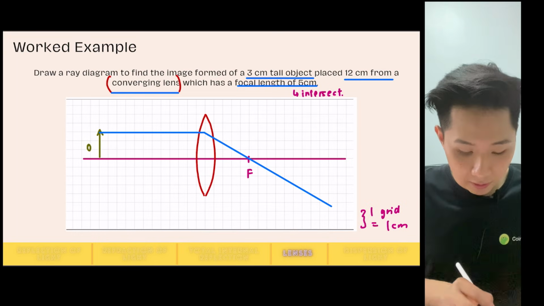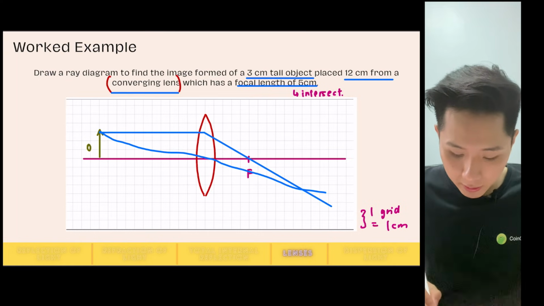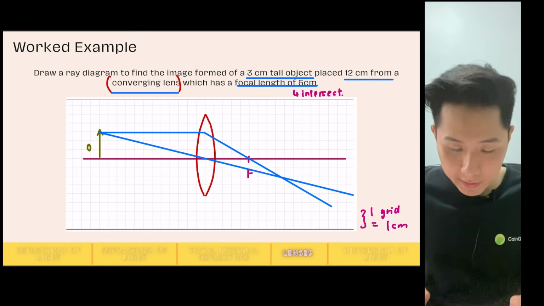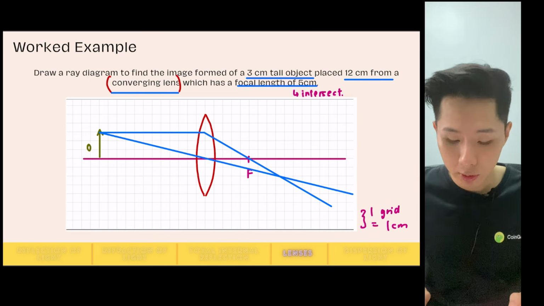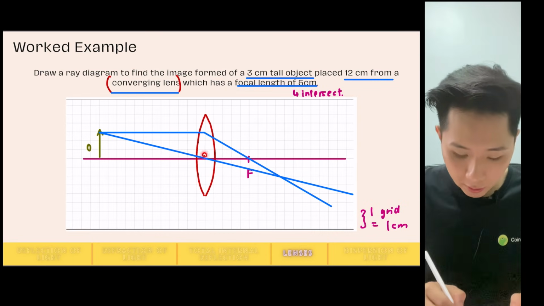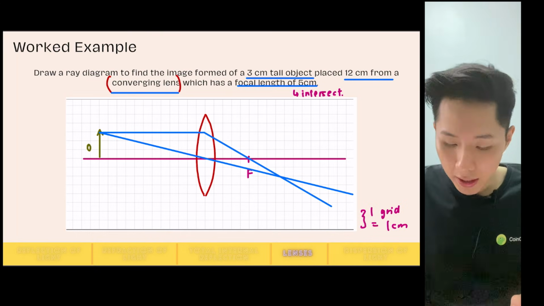Then the second light ray. Again, you start from the object, you draw a straight line, but now you direct it to the center of the lens, which is located at the principal axis. You just draw like that. So meaning your light ray has to intersect with the center of the lens. And there you go. We have our image formed.